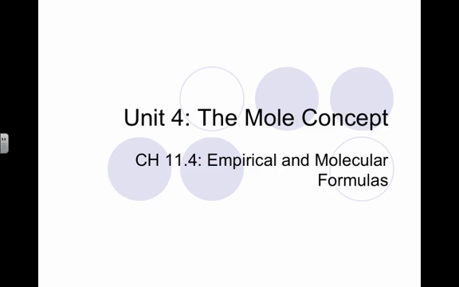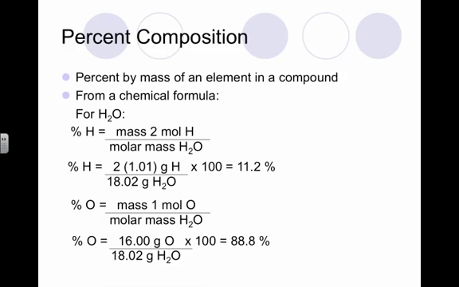And let's start. So percent composition is basically looking at the percent by mass of an element in a compound. So we can basically calculate percent composition simply by looking at chemical formulas. For instance, if we took water, the percent of hydrogen in water is we have 2 moles of H, and then the denominator would be the entire mass of the water compound.